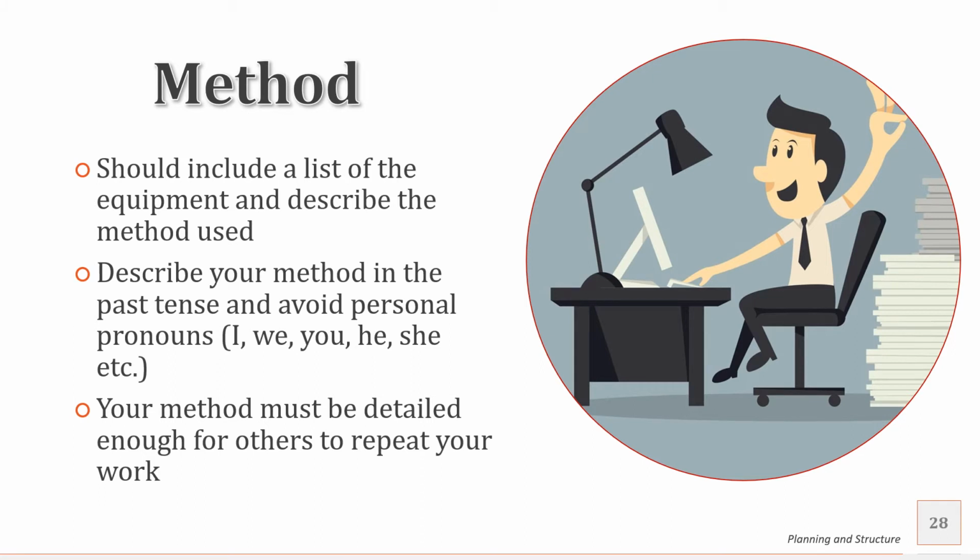Method. In this section, it is important to list the equipment used. When writing your method, make sure to write in the past tense and avoid using personal pronouns. Your method must be detailed enough for others to follow and repeat your work if required, but should not be written in a style as if it was a series of instructions for others.